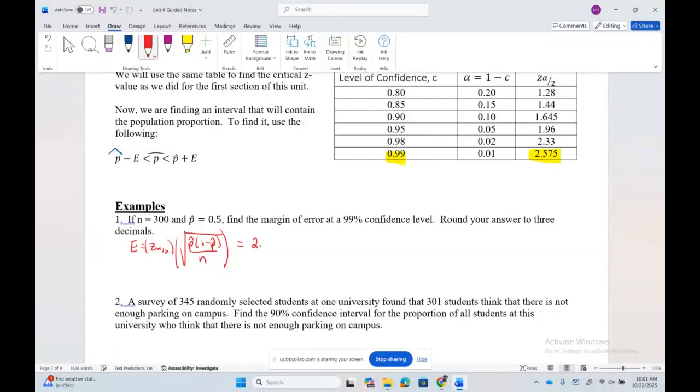So I have 2.575. That's going to get multiplied by 0.5 times 1 minus 0.5, over n, which is 300. Okay, when we're working with population proportions, our margins of error are usually all pretty small. So we can anticipate a small number here. I get 0.07433. If it says round to 3 decimal places, I would say 0.074.